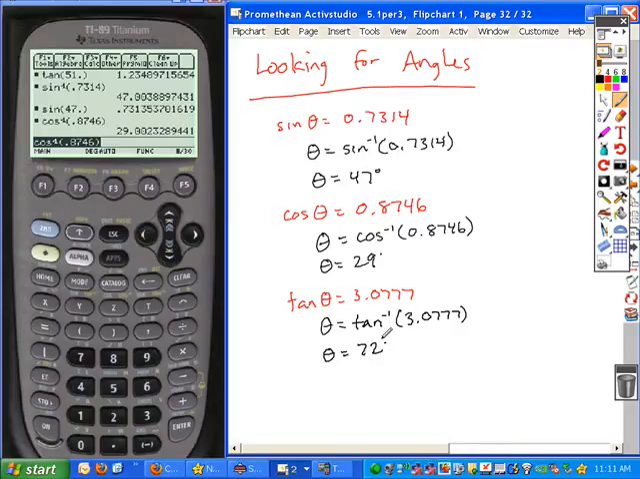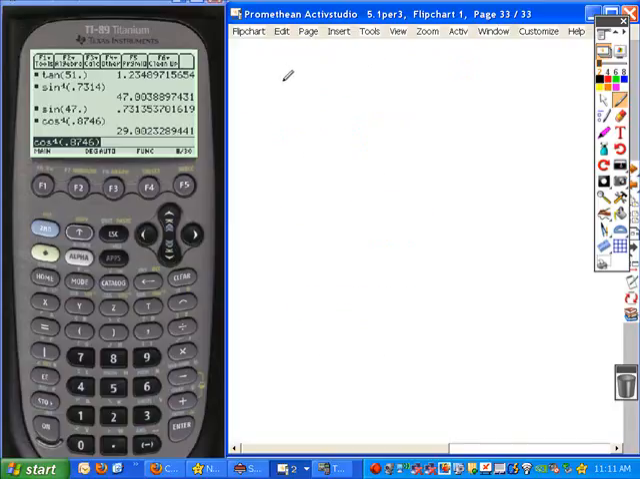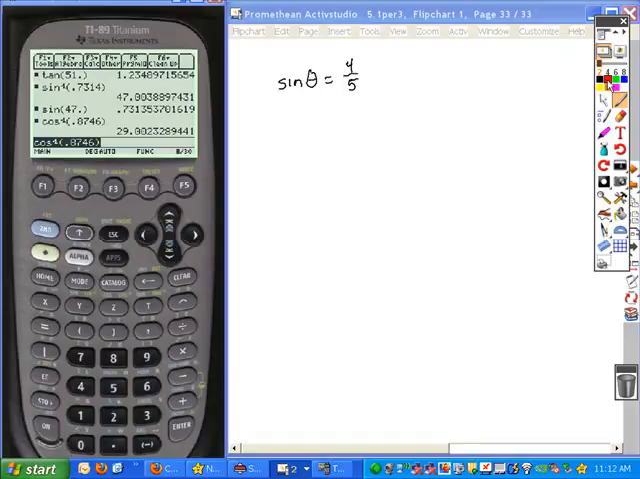It gets a little more complicated if I tell you the following. The sine of an angle is 4/5. What angle is that? Is the process going to be any different from what we just did? No, it's still the same. 4/5 is just another form of a decimal, right?